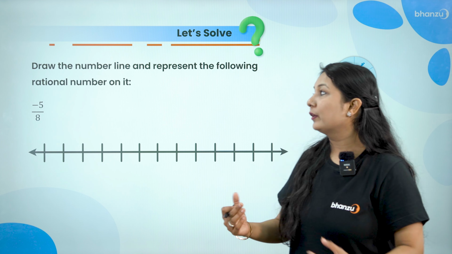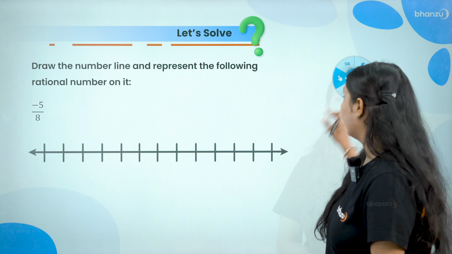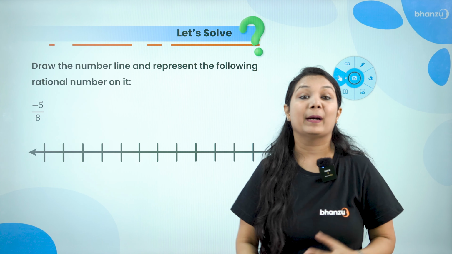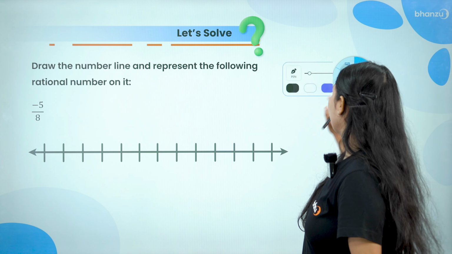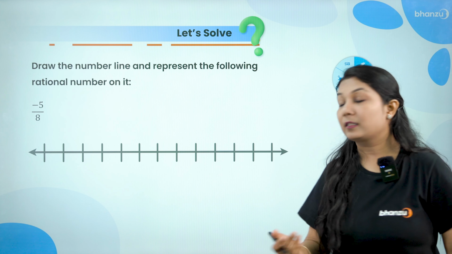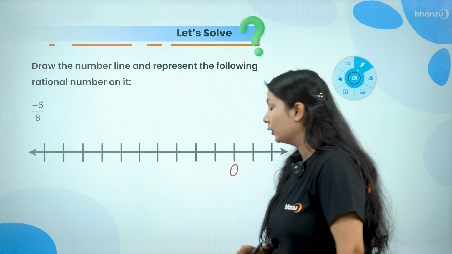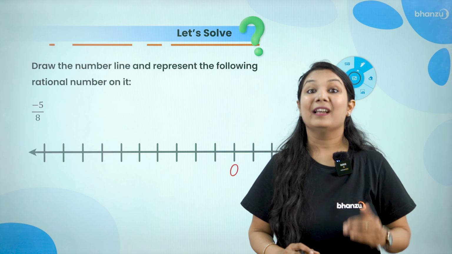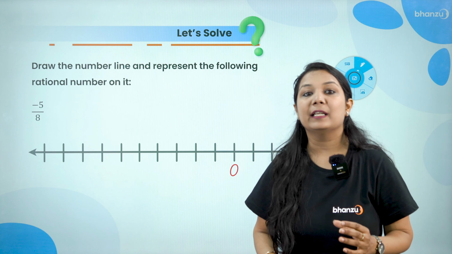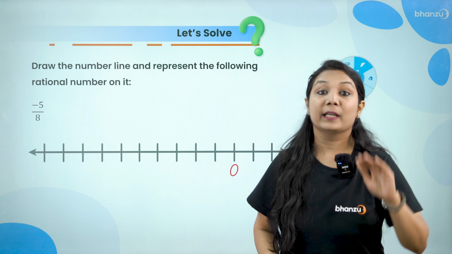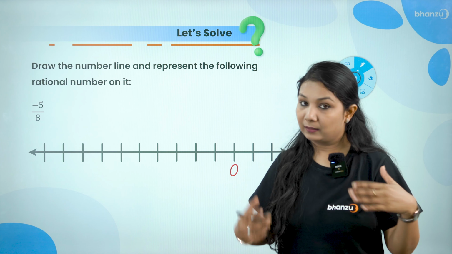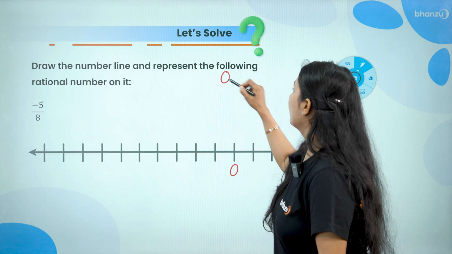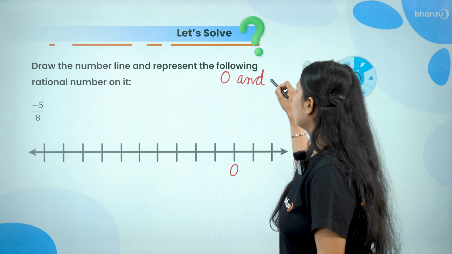Draw the number line and represent the following rational number on the number line. So let's see how we represent the number minus 5 by 8 on the number line. Here we have a number line and now we are going to mark its numbers over there. Here it's 0, right? Then it says minus 5 by 8. First of all, as you can see, the denominator is greater than the numerator if you ignore the minus sign, right? So that means it's a proper fraction. So this would lie between 0 and minus 1.